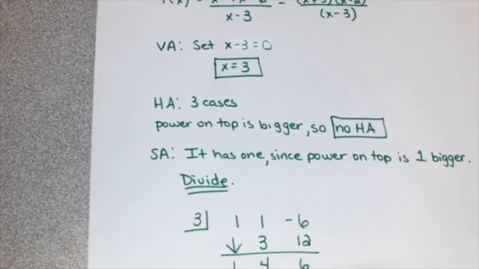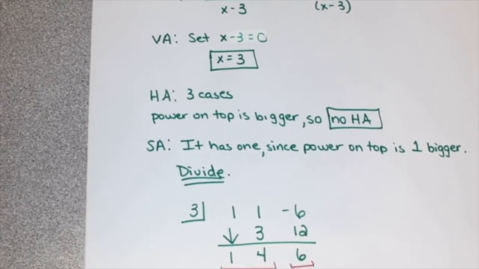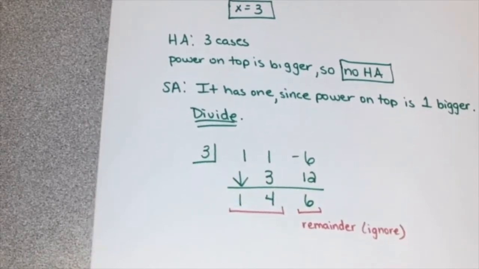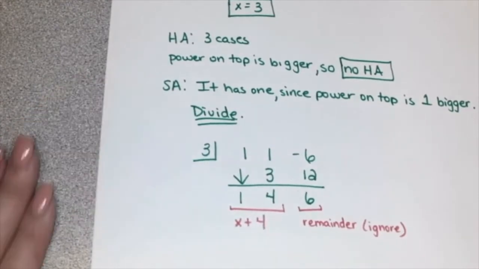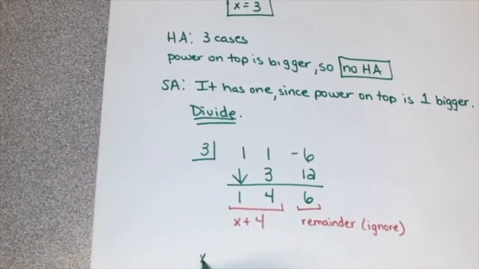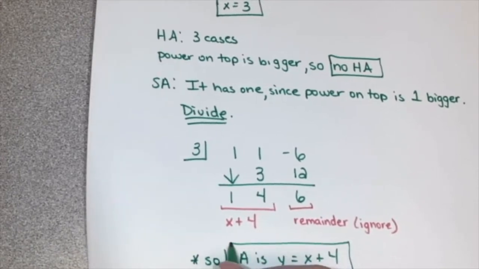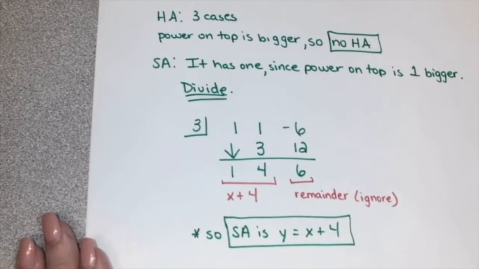But this is the remainder, and what did we say we were going to do with this, with this slant asymptote stuff? We're going to ignore it. So all we care about is really what we get here, okay? And what do we get there? 1x plus 4, or just x plus 4, okay? So that means the slant asymptote is actually just y equals x plus 4. So it's whatever you get when you synthetically divide or divide in general, ignore the remainder. Okay.